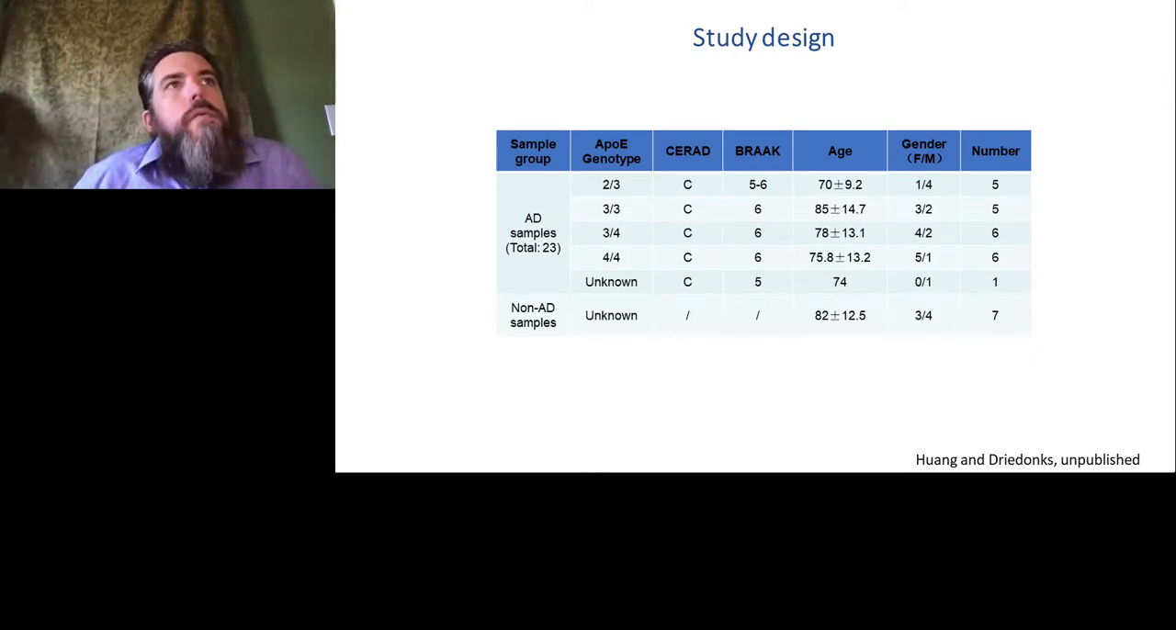There are several genotypes here. There are several alleles: the number 4 allele, the number 3 allele, and the number 2 allele. The 4 allele is the one that confers the most risk for development of sporadic Alzheimer's disease. So we wanted to understand if there was a difference in the amount or the quality of the EVs that were released from brain that had these different ApoE genotypes.